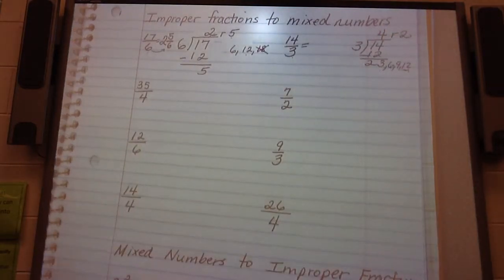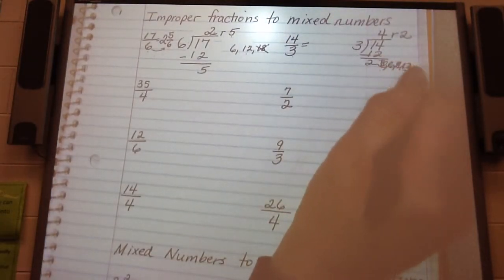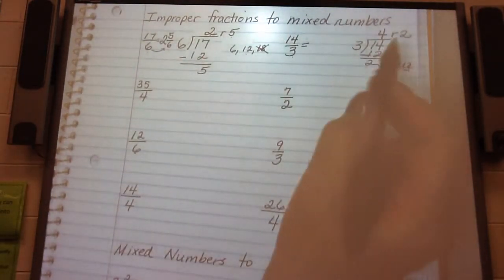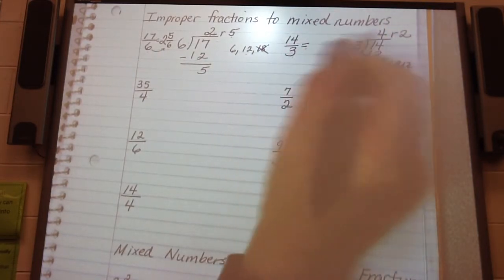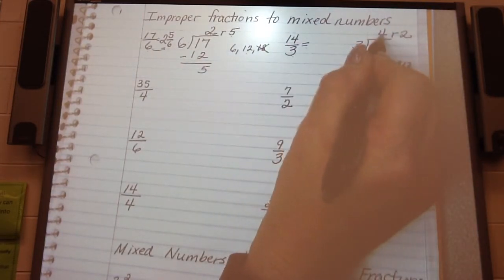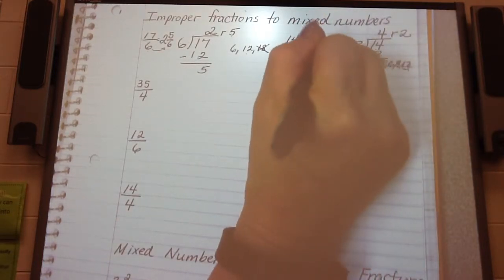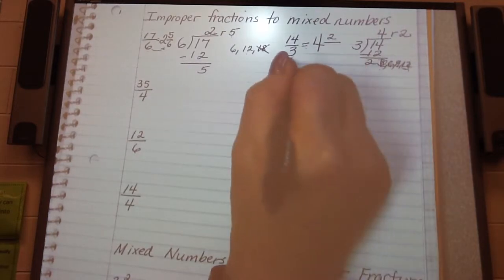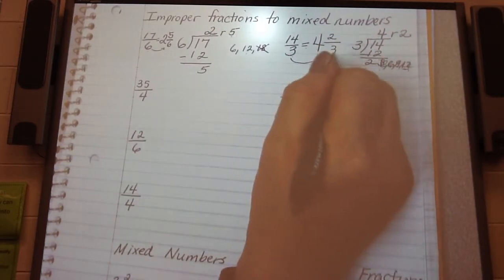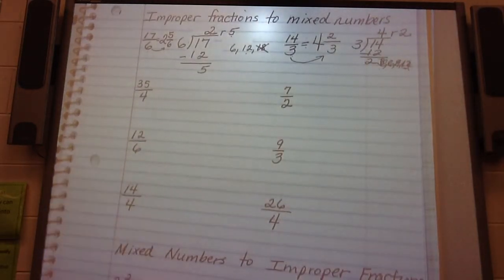And I'm sorry for squeezing things in so close together. So now I have 4 remainder 2. Again, I'm going to have a whole number. That's how many 3's I could make out of 14 without going over, so the whole number is going to be 4. The remainder is going to be the 2, how many leftovers I had, and the denominator is going to stay as the 3.